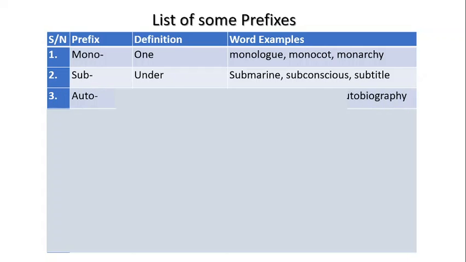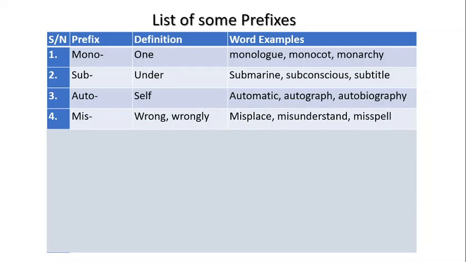Let's go to number 3 in our prefixes. We have AUTO, pronounced as auto. It means self, as in automatic, autograph, autobiography. If you look at these words, what do they mean? Automatic, moving by itself. Autograph, self-signature. Autobiography, your life story about yourself that you have written by yourself. That is just it.